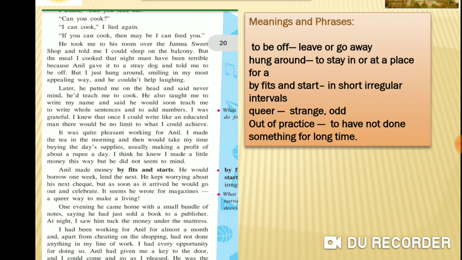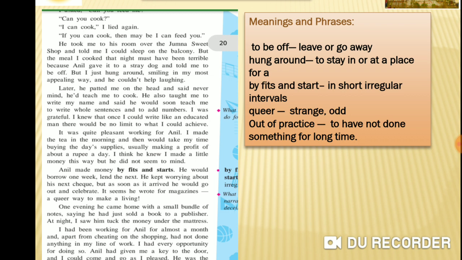I had been working for Anil for almost a month, and apart from cheating on the shopping, I had done nothing in my line of work. Here he says that though he has stolen one rupee every day, nothing more had he done to Anil. So here Hari Singh is saying that, being a thief, I have only robbed one rupee every day. I have not done anything more than that.